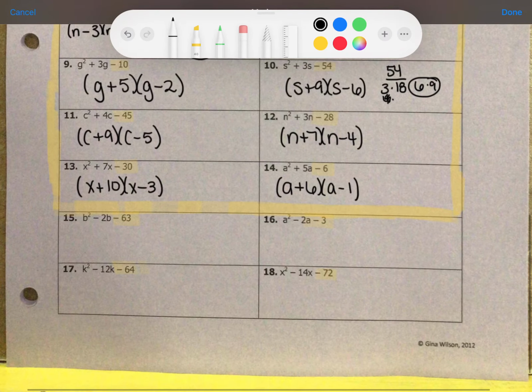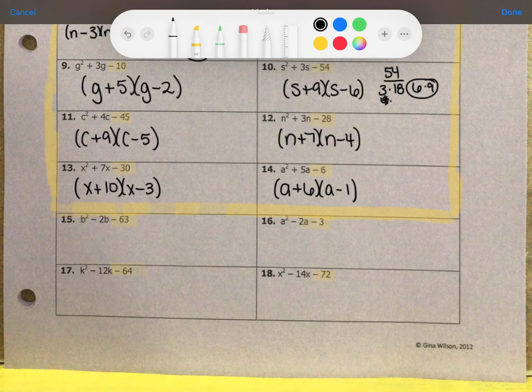All right, now if you notice these next set of problems still have a negative C value, but my B value is negative. I'm still going to have a plus and a minus in my answer. So I just do it the same way. 63, 1 and 63, 3 and 21, 7 and 9. 7 and 9 are my answers there because I'm looking for a 2. So what kind of 7 and what kind of 9 would give me a negative 2? If you said negative 9 and a positive 7, you're correct. So just remember those sign rules. Keep the sign of the bigger number.